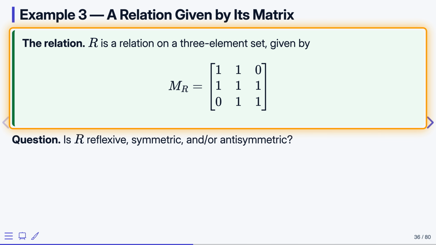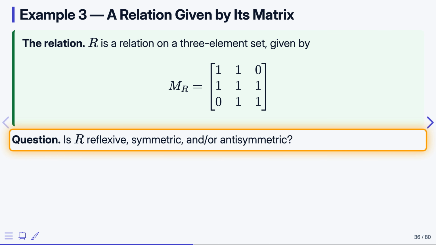This relation is given only by its matrix. It is a 3 by 3 grid of zeros and ones. Let's read it out loud. Row 1 is 1, 1, 0. Row 2 is 1, 1, 1. Row 3 is 0, 1, 1.